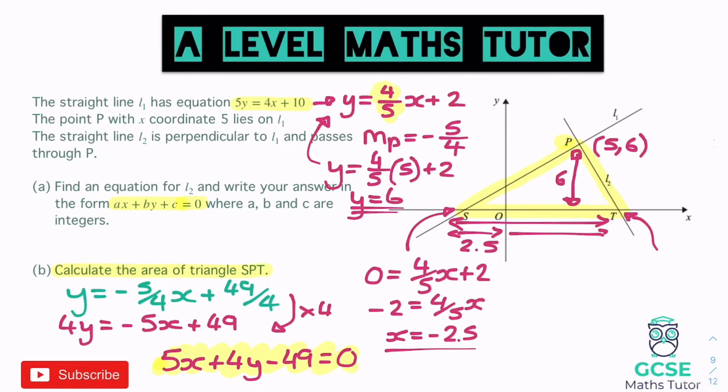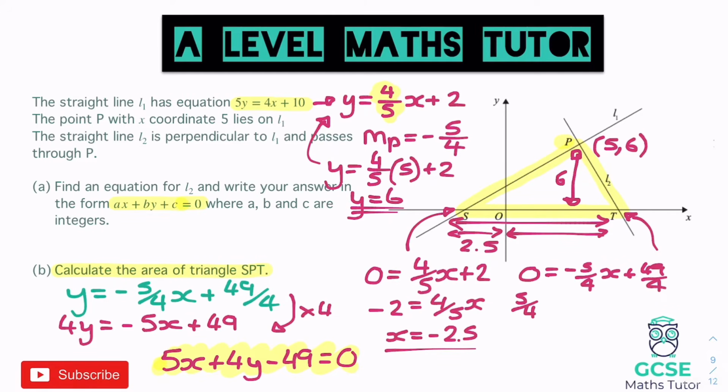Now we just need to find this one. So if we do exactly the same process with the other line, we'll set y equal to 0. We get 0 equals, and this time we have minus 5/4 x plus 49 over 4. What I'm going to do is add the 5/4 x over to the other side. Again, you could just minus the 49 over 4, but to avoid having those double negatives there, I'm just going to add the 5/4 x over.